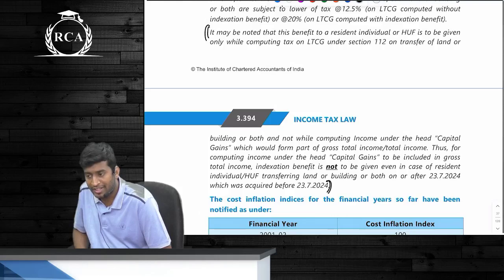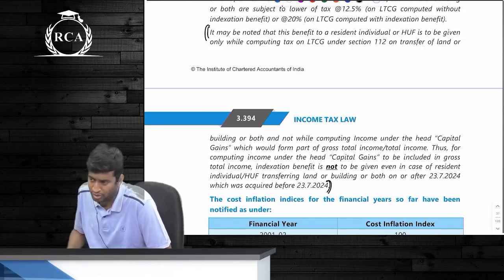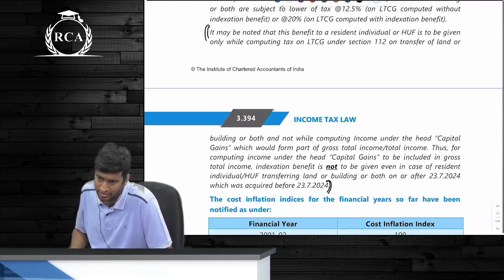So these are the amendments which are applicable from May 2025 examination. Again I repeat, please focus on capital gains, whatever we discussed in the last 1 to 1.5 hours. That is very important. Very, very important.